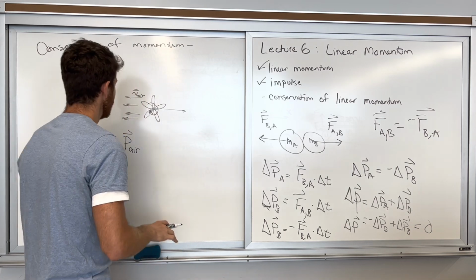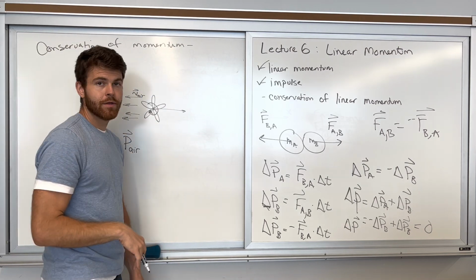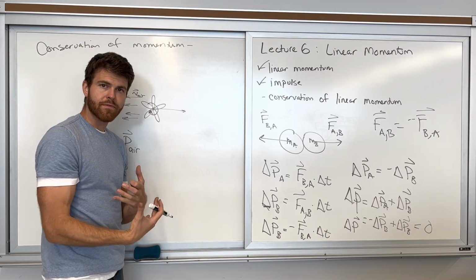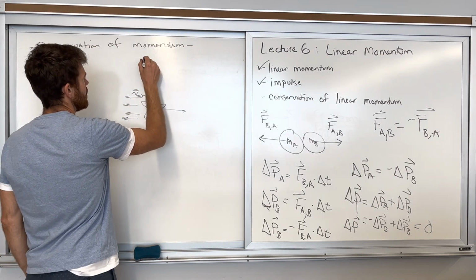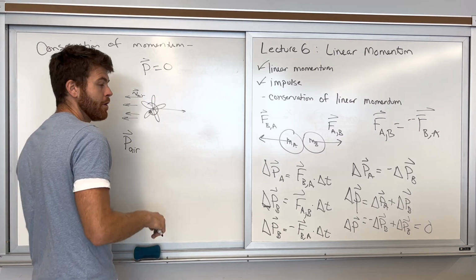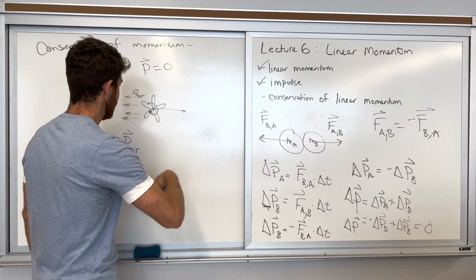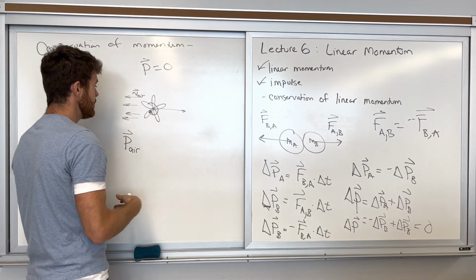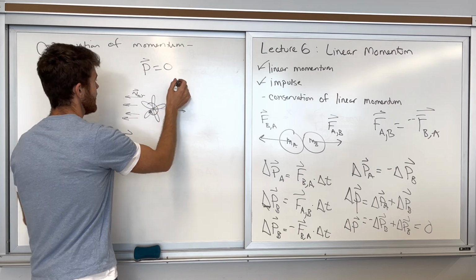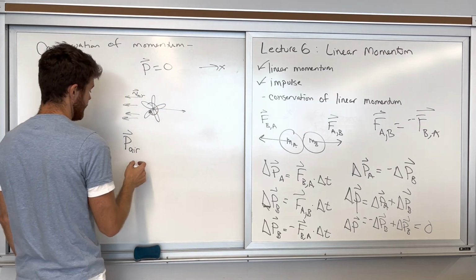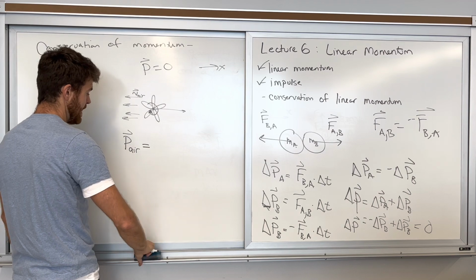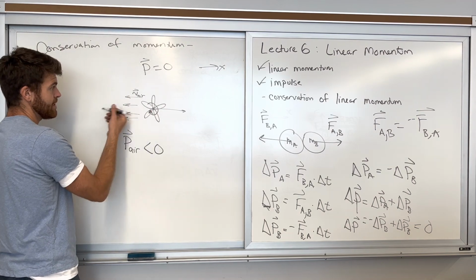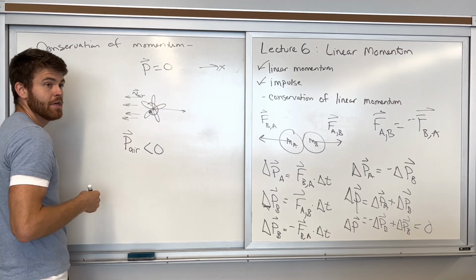Getting ahead of myself. Before you turn the propeller on, the airplane is sitting there, the air is sitting there, the total momentum of the system is 0. If the propeller turns on, it starts spinning, it starts blowing air that way. So now the momentum of the air, if this is the positive x direction, is less than 0. It's not 0. It's some negative number.